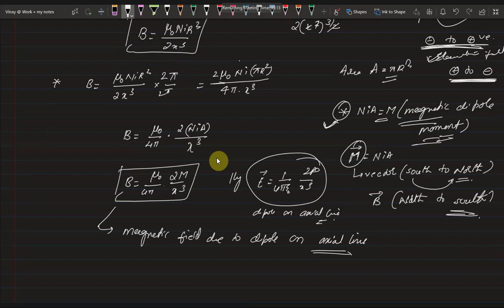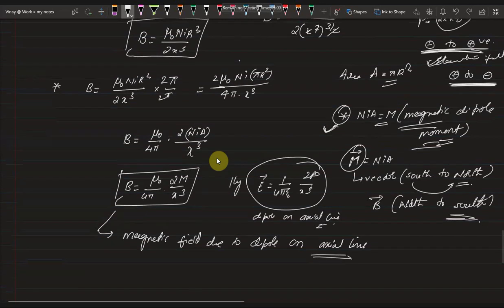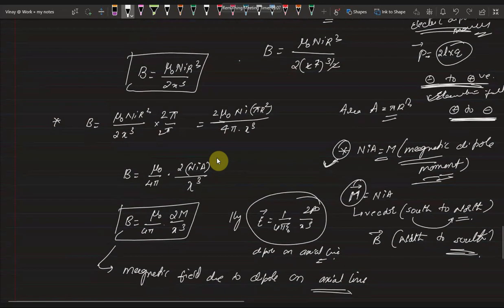This is the most important concept. Based on this, we have some problems in the next chapter also.